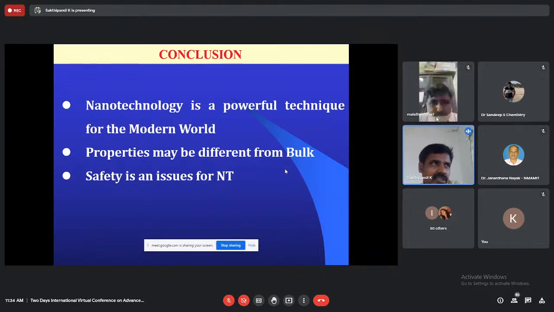I already mentioned that you can change the property of the material by converting it to nano size, as well as by changing the morphologies. If you change the morphologies, the properties are different. And one of the things, safety is the biggest issue for nanotechnology nowadays. We have to take care about the safety measures.